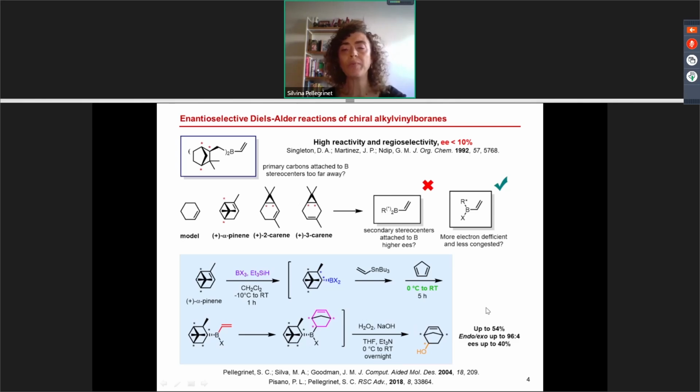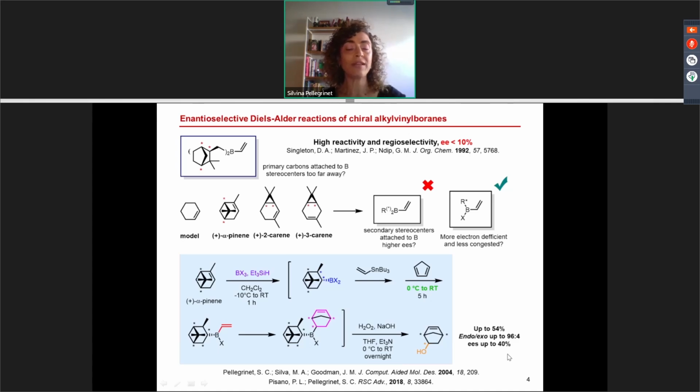In our case, we oxidize them under basic hydrogen peroxide conditions. And in this case, we were very glad to see that we could obtain the products with yields up to 54% and very good endo-exo selectivities, but the EEs were below 40%. So there was some improvement from the previous results, but EEs were still not so good. And when we were working with these boranes, we had to use inert atmosphere conditions and had to be very careful.